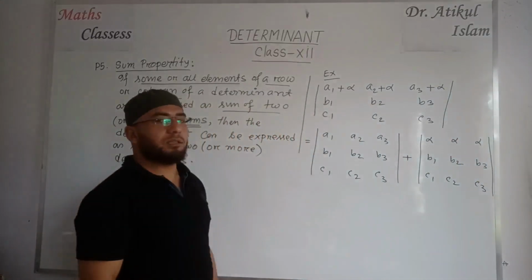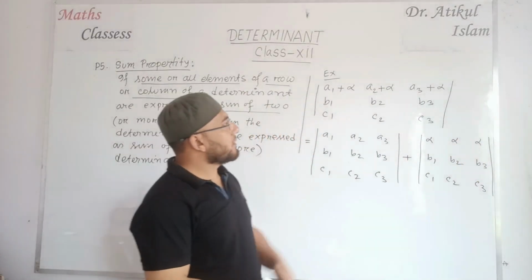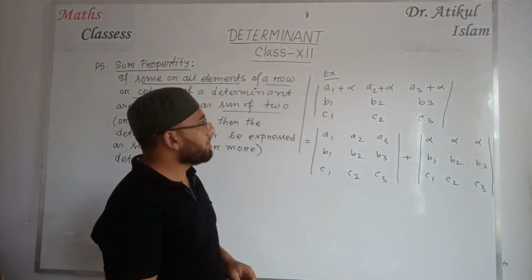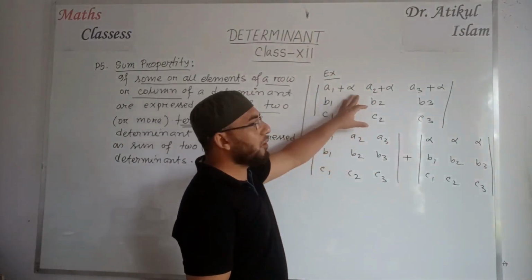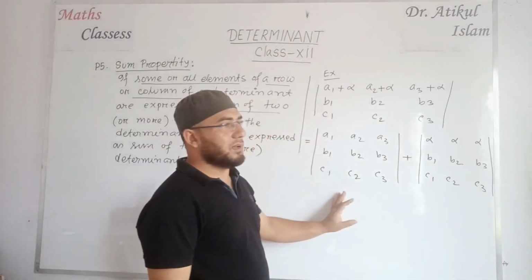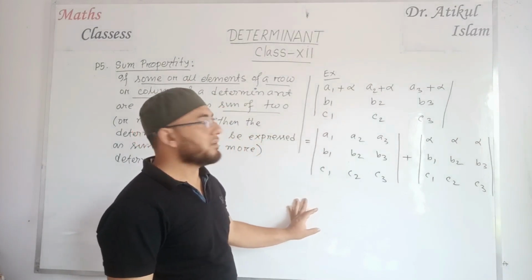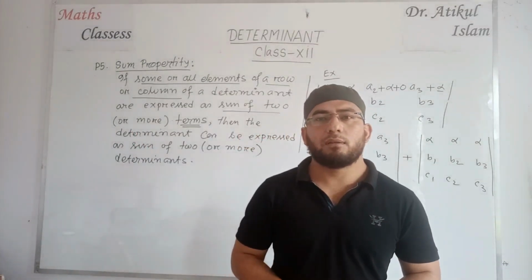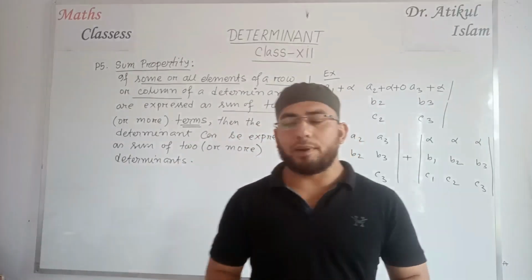So in this way you can split a determinant if some or more elements have in the row or column, then you can split the determinant into different determinants. Now take another example to understand this property.